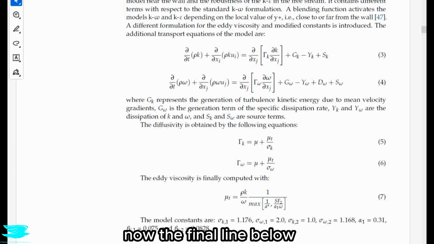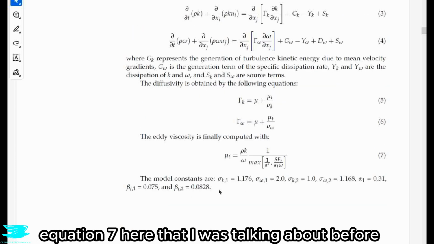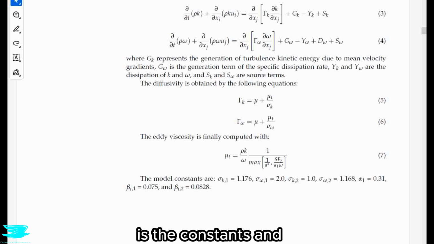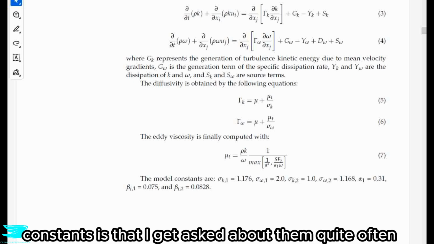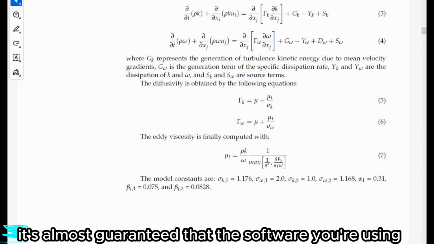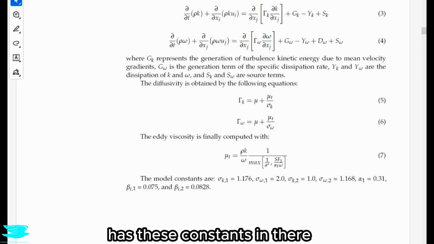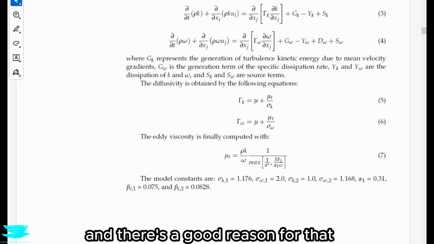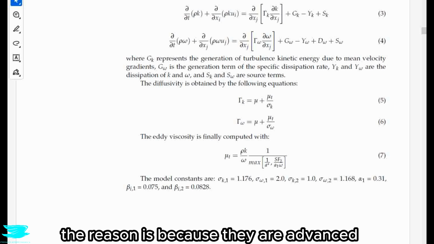Now, the final line below equation 7 here, that I was talking about before, is the model constants. And the reason why I want to talk about these constants is that I get asked about them quite often. So the interesting thing is that anytime you do CFD, it's almost guaranteed that the software you're using has these constants in there in the advanced settings. And there's a good reason for that. The reason is because they are advanced.